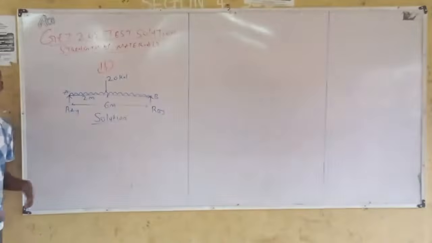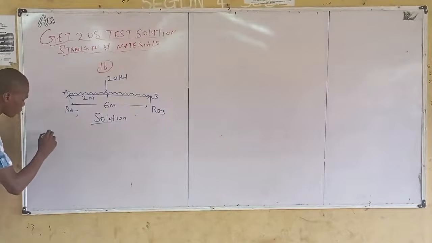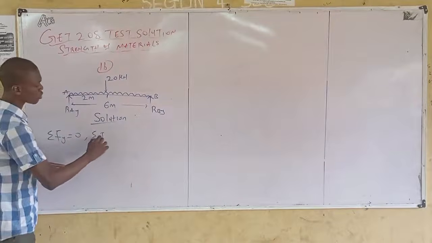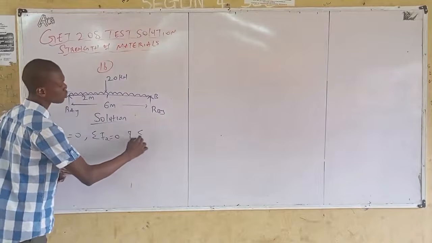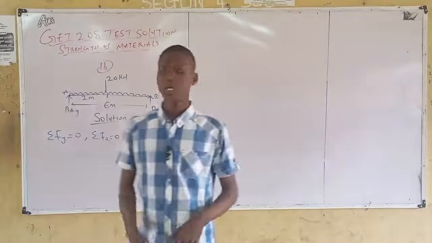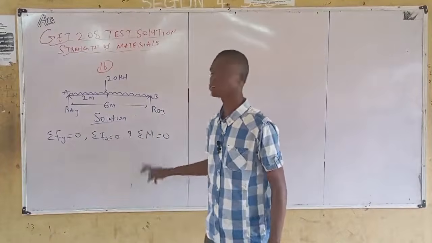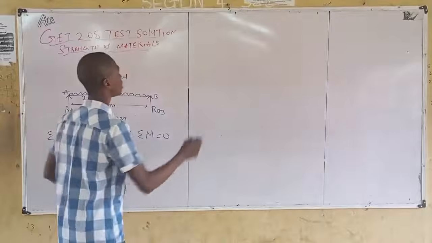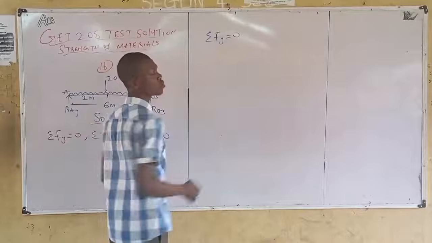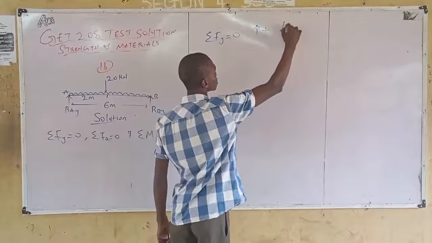Then how do you go about it? You are going to apply the conditions of equilibrium. And what are these conditions of equilibrium? Summation of vertical forces equals 0, summation of horizontal forces equals 0, and summation of moment about any point equals 0. Are you with me? These are the 3 conditions of equilibrium. So you will be applying the first one, the second one, and the third one. Let's apply the first one: summation of vertical forces equals 0. Note, upward force is positive while downward force is negative.